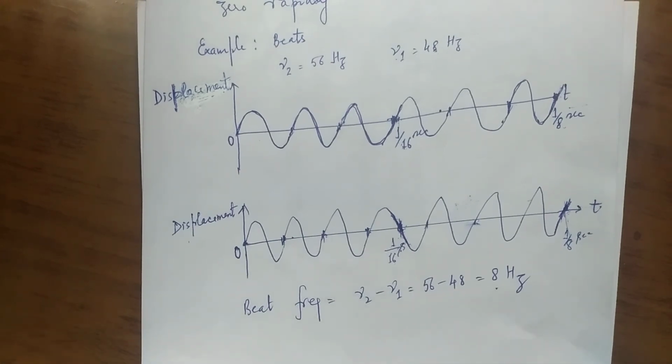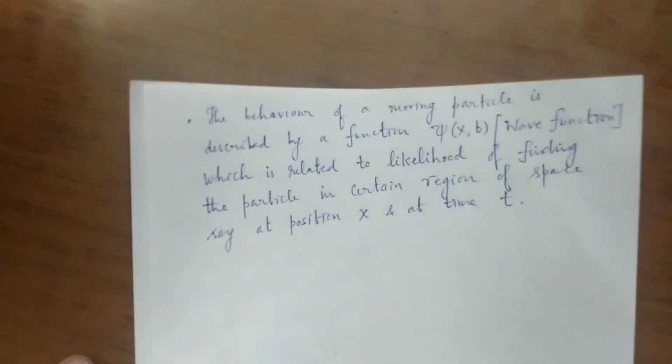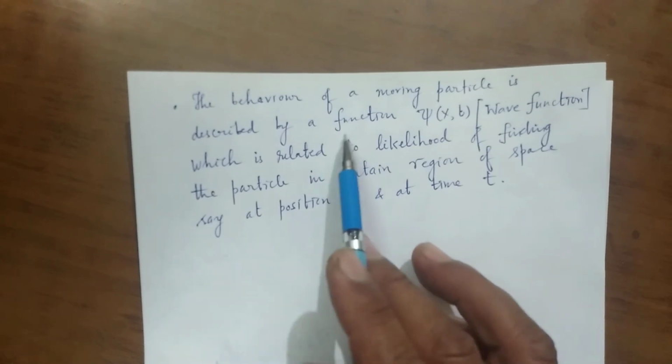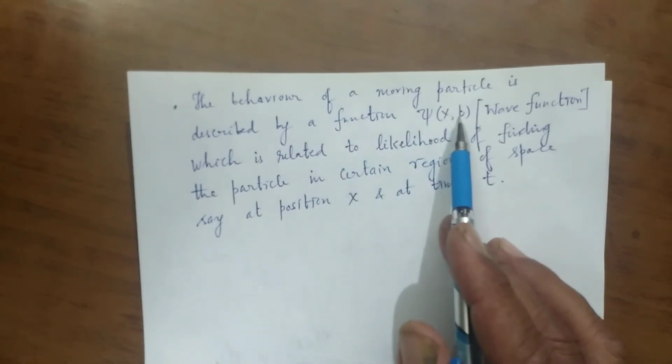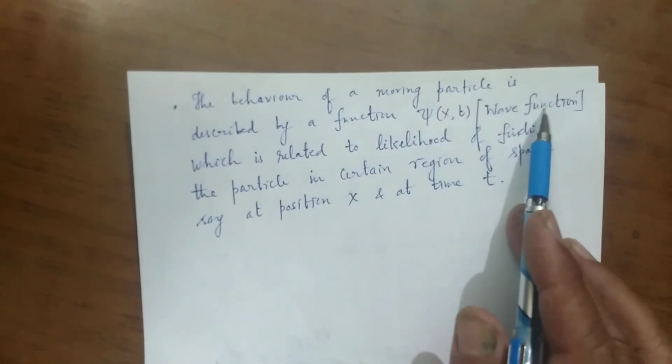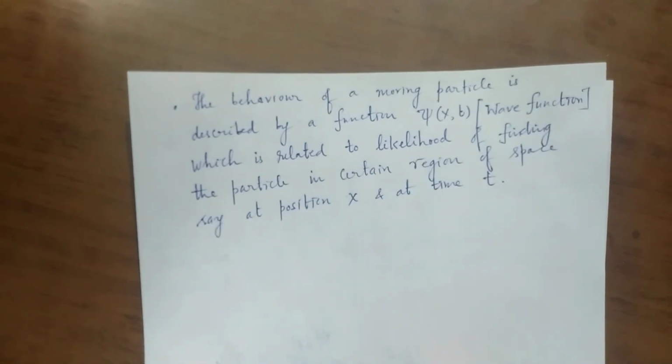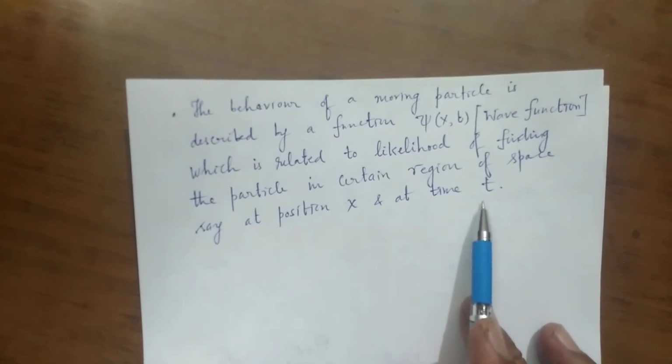Similarly, in the case of a wave packet, there occurs both constructive and destructive interference. Constructive interference occurs where the particle can be located. The behavior of a moving particle is described by a function psi(x,t). We are taking it in one dimension, and it is called the wave function. Now, this wave function is related to the likelihood or probability of finding the particle in a certain region of space, say at position x and at time t.